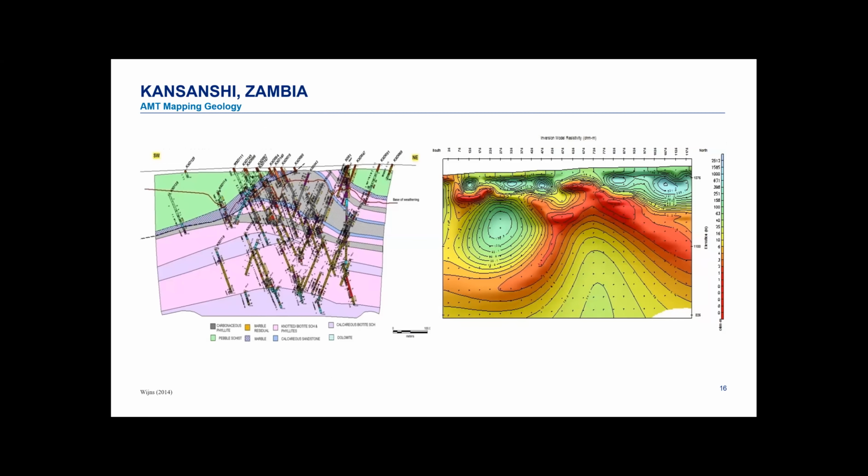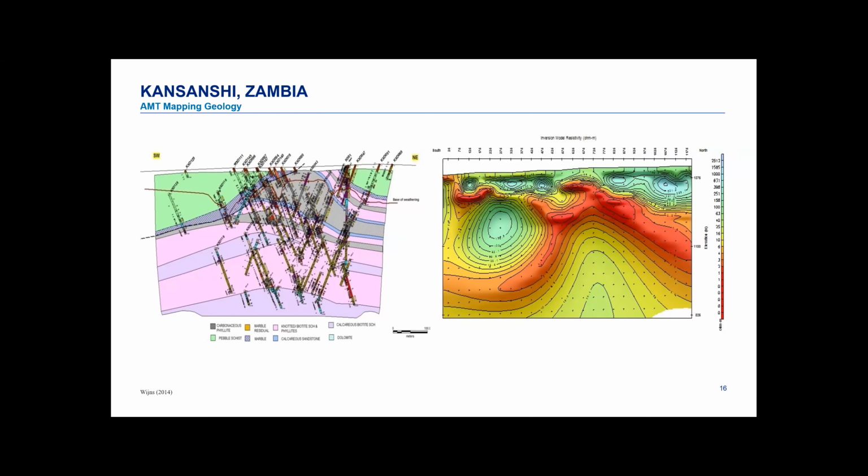So Kansanshi is in Zambia, and in Zambia, in these SEDEX deposits, what you end up looking for are these domes, and often you want to look for little bumps on the side of domes. So Chris Wines talks about looking for domes on domes. These two images, excuse me, are at different scales, but you can see the relationship between the two of them.